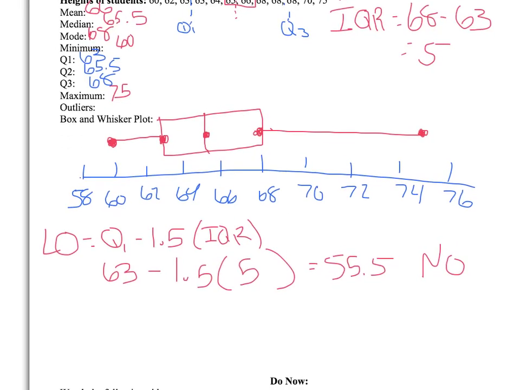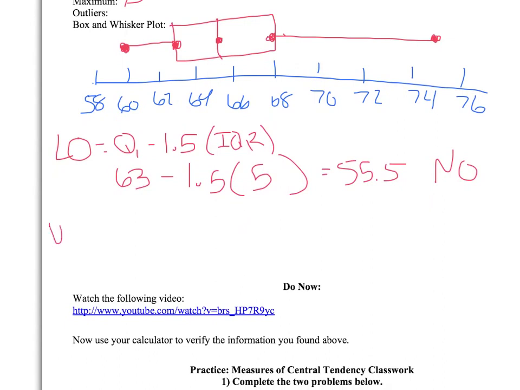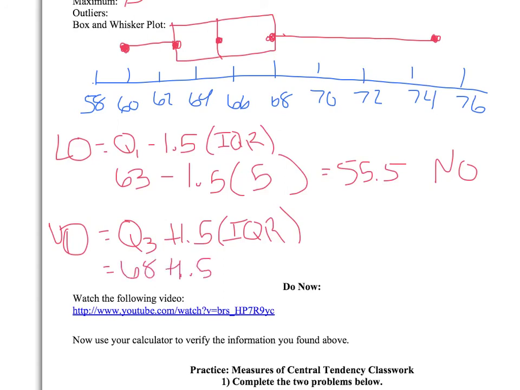To find the upper outlier, it's the same idea. It's Q3 plus 1.5 times the interquartile range. Our Q3 was 68 plus 1.5 times 5, which is 75.5. Is there a data value above 75.5? The answer is no, so there are no outliers. At this point, please watch that short video and just make sure that our information above is correct, using your calculator for practice.